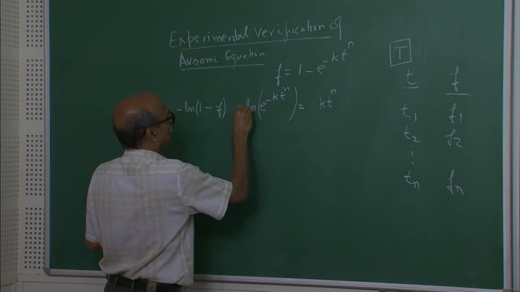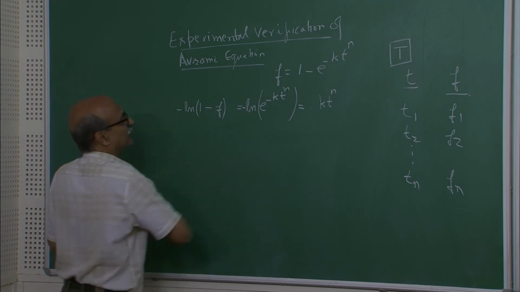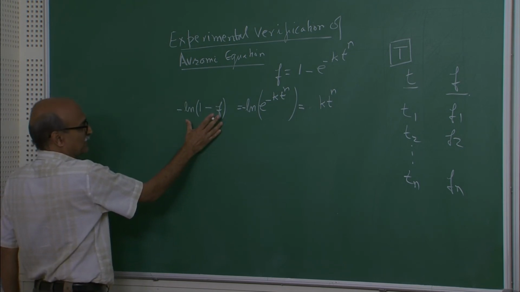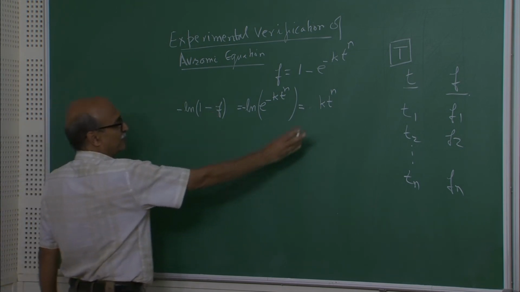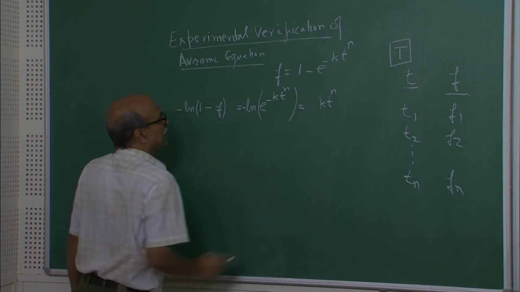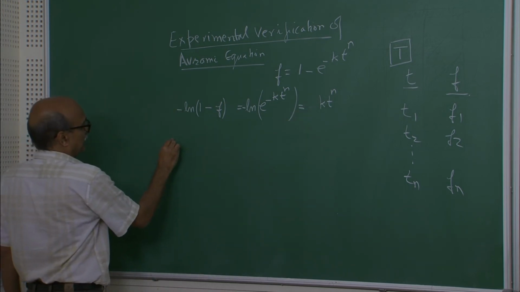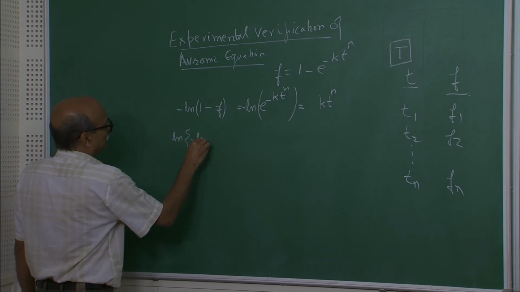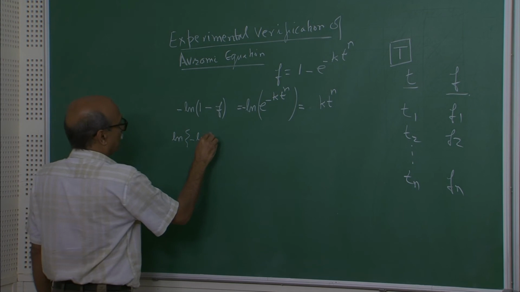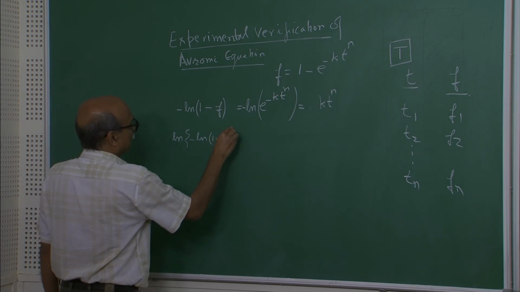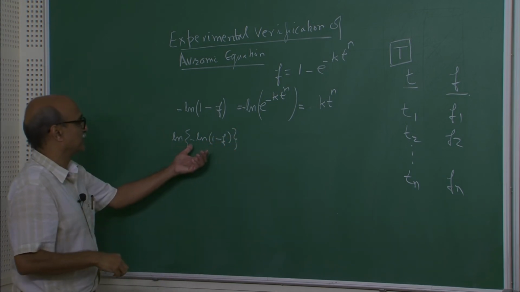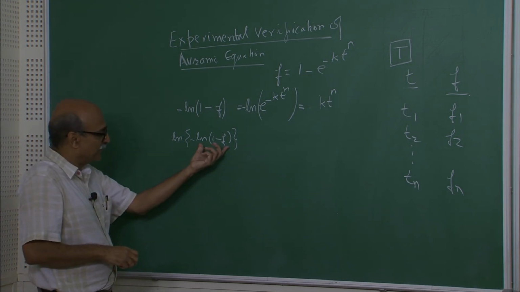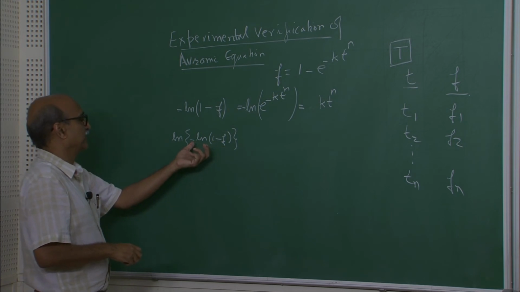So, I have a relation like this. Take logs again of the left hand side, minus ln 1 minus f, and the right hand side k t to the power n, and I will get a relation: log of minus log 1 minus f. Now, bringing the negative sign here ensures that, since f is less than 1, log of 1 minus f will be a negative value, and the negative sign here will make it positive.